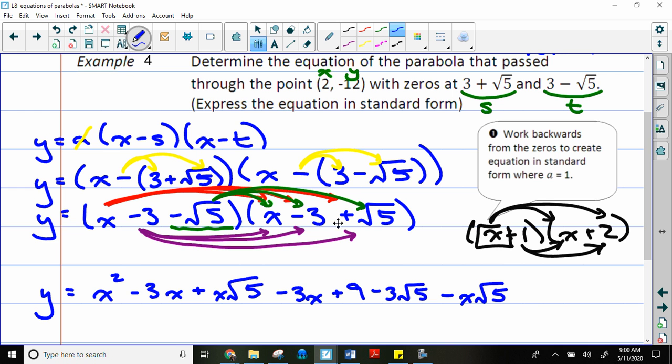Negative root 5 times negative 3, that's a positive 3 root 5. And negative root 5 times positive root 5 is negative root 25. Holy smokes. Watch what happens.